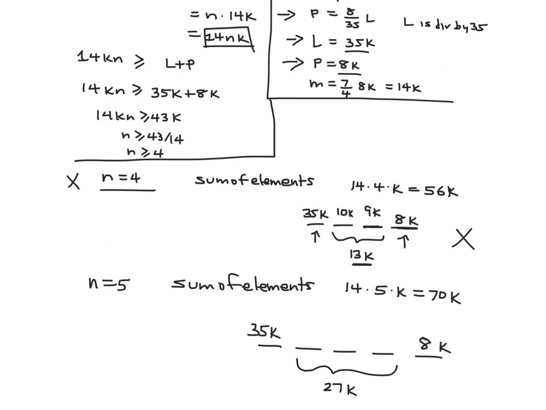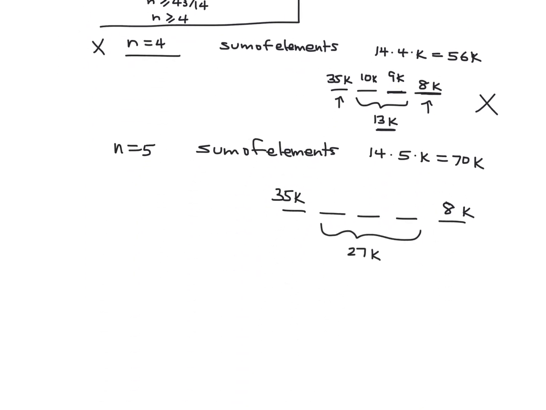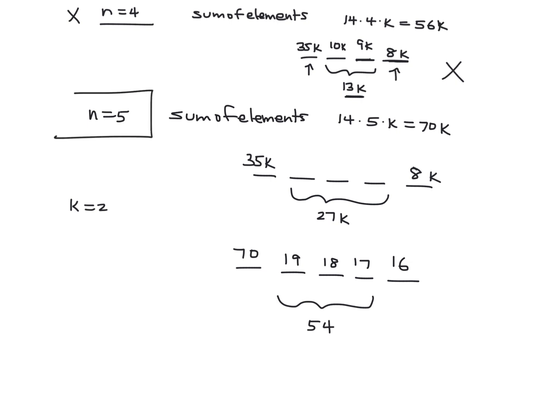But they have to be distinct, right? Yeah, they're all distinct. Okay, so I was thinking 9, 9, 9, but they have to be distinct. Maybe if I make k equals 2, then I could make it work, because then that would be 70, that would be 16, and these would have to add up to 54, and I could put 17, 18, 19. Yeah, there you go. That works. So based on everything I've done, the smallest value of n is 5.